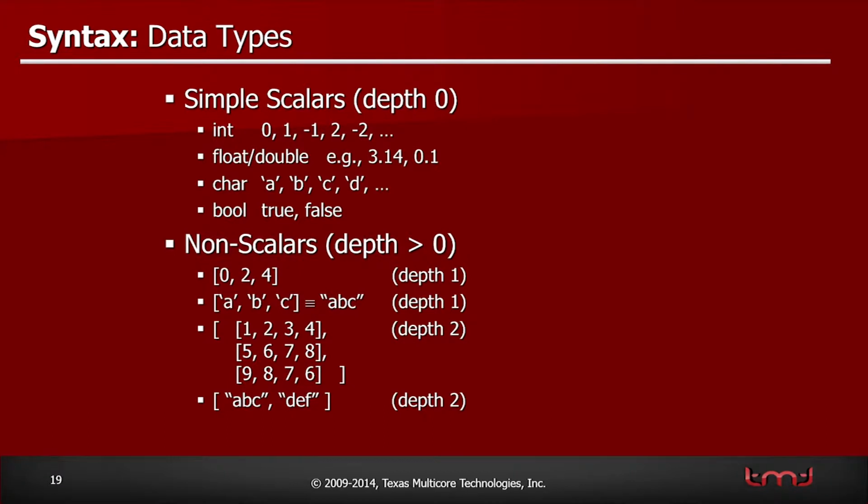Since SequenceL compiles to C++, it supports very similar data types. SequenceL supports integers, floats, characters, and booleans, and all of these are scalars, which are of depth 0. SequenceL also supports the non-scalar data type list. Lists are formed using square brackets. Double quote string syntax can be used as a shorthand for lists of characters.